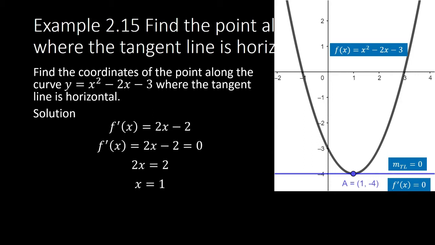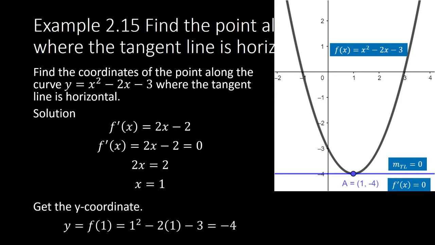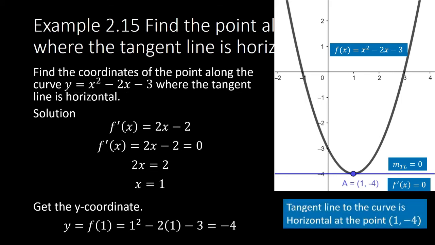And so when x is equal to 1, y is equal to f of 1. And f of 1 is equal to this. Where did this come from? It came from this: 1 squared minus 2 times 1 minus 3 is equal to negative 4. And so the tangent line to the curve is horizontal at the point with coordinates 1 and negative 4.